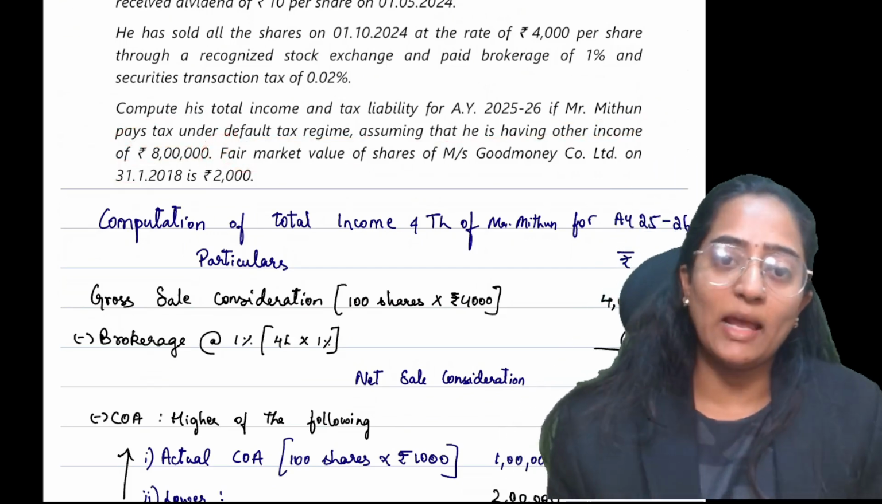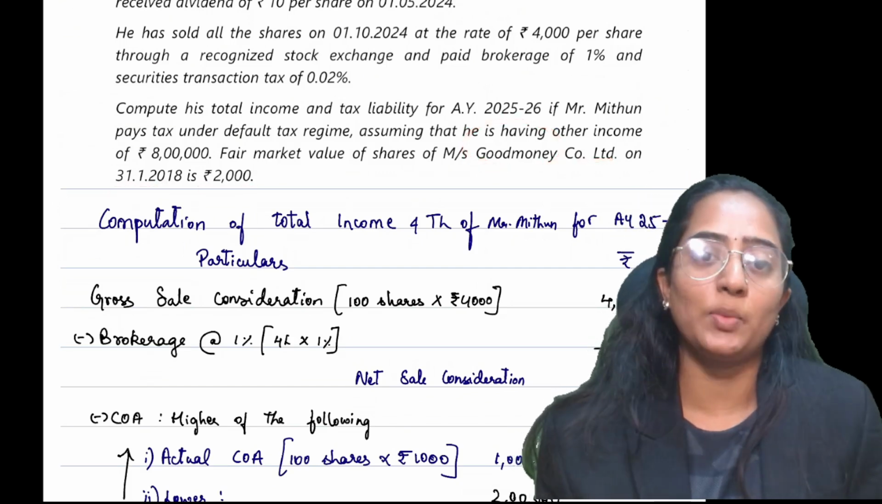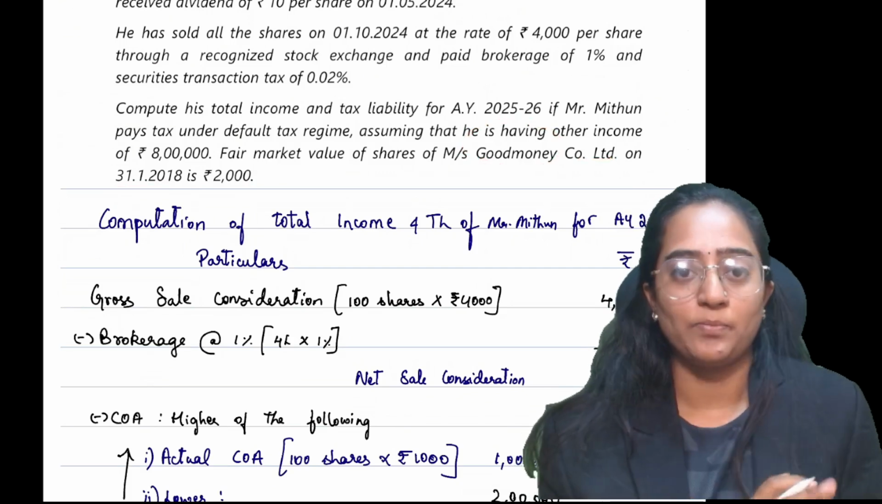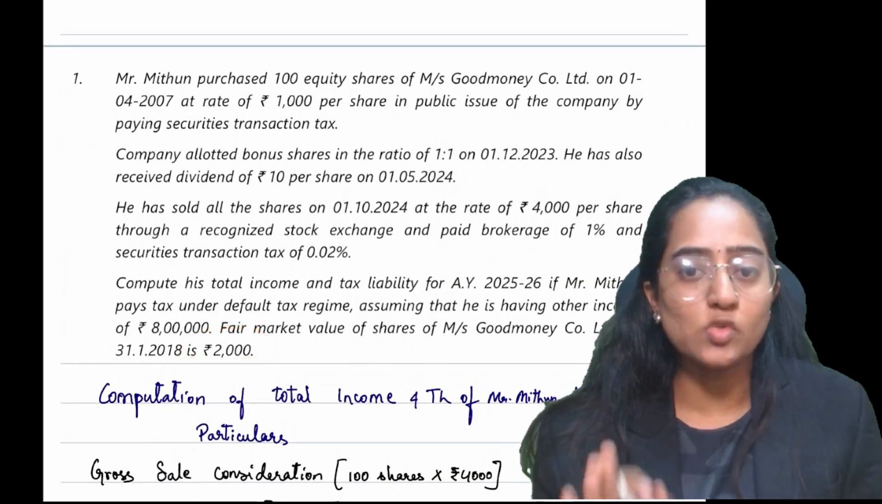So, fair market value of the shares of this Good Money Co. Limited on 31/1/2018 is going to be how much? 2,000. They have given the fair market value also. They have given the other informations also.